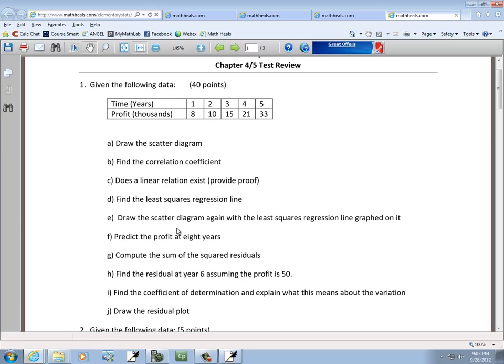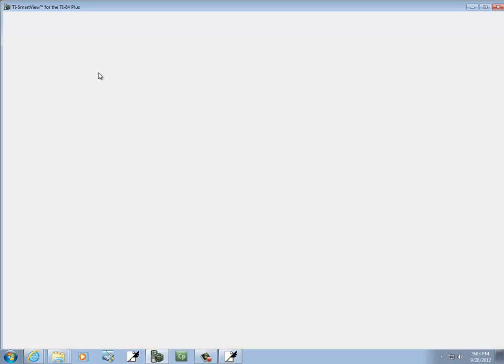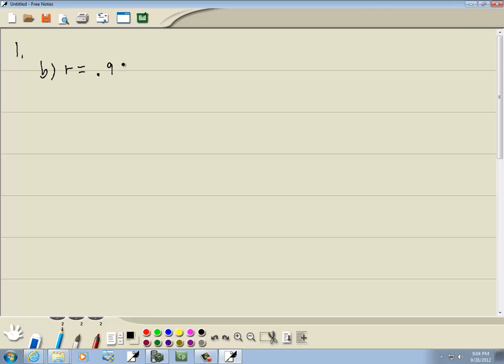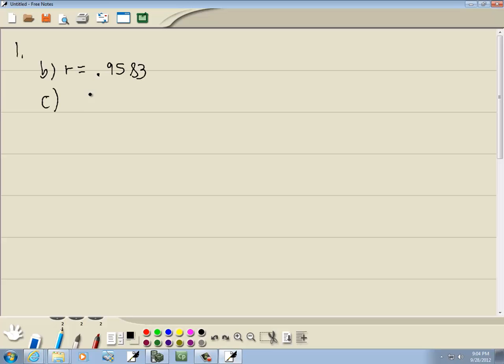Now let me come over here and write some of this down. Okay, so B, we just said R is equal to 0.9583. Now for C, it says, does a linear relation exist? Provide proof. Well, we need to find the absolute value of R, which the absolute value of 0.9583 is just 0.9583, because it's already positive.